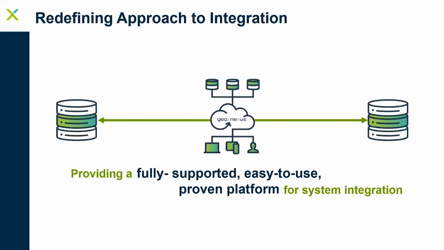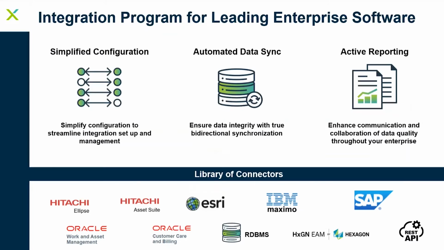Geonexus is a software company, and our product, the Geonexus Integration Platform, also known as GIP, redefines the custom code approach to integration by providing users with a fully supported, easy-to-use, proven platform for system integration. This simplifies the configuration and management of many integrations across the enterprise, all with little to no code required.